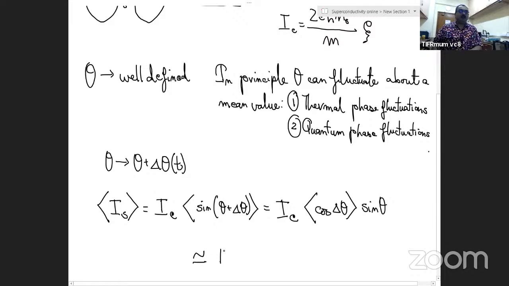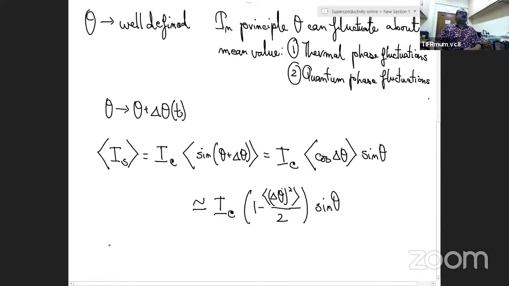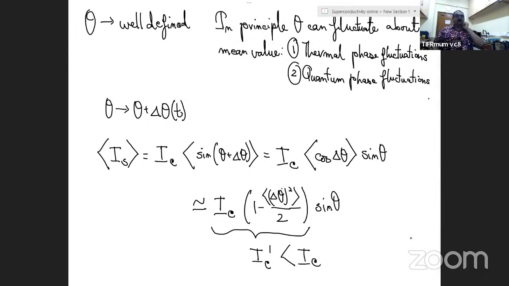So therefore, I will make straight away the assumption that delta theta is small, and I will write 1 minus delta theta squared by 2, average of that. So that's the root mean square fluctuation in theta, by 2, into sine theta. All right. So this immediately tells you that the net result is that you have a new critical current which is lower than the earlier critical current. This is what I would call IC prime, and IC prime is now smaller than IC. So the first direct effect of this fluctuation is to suppress the critical current.